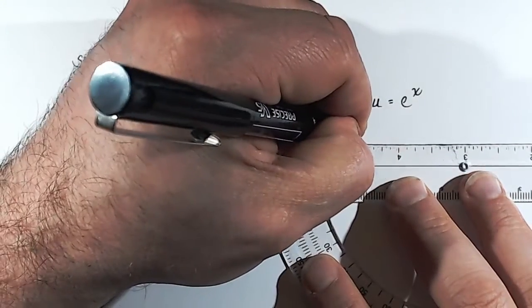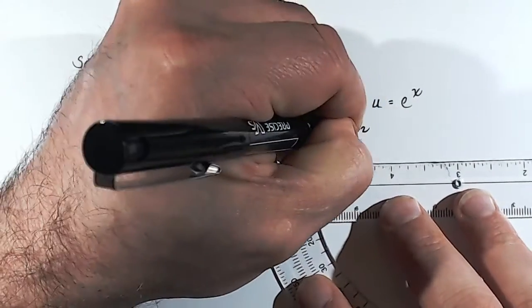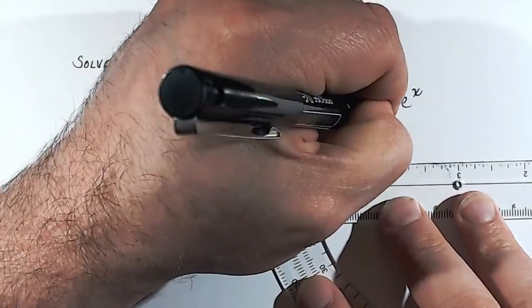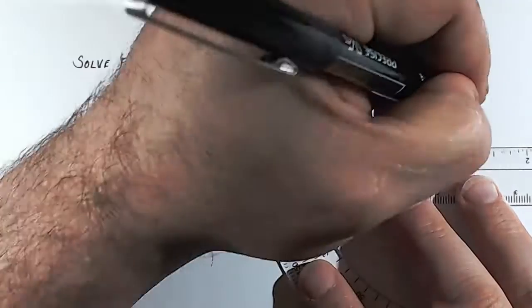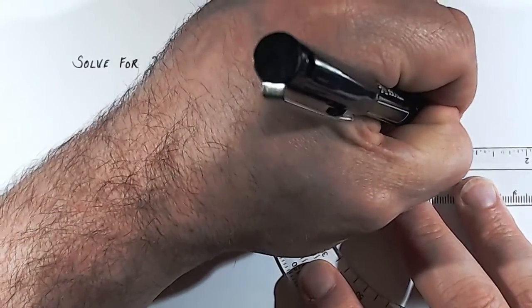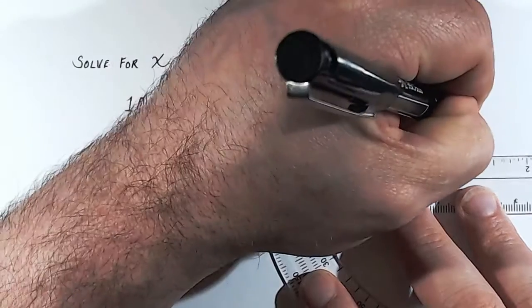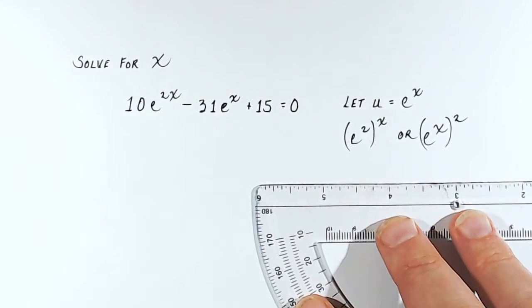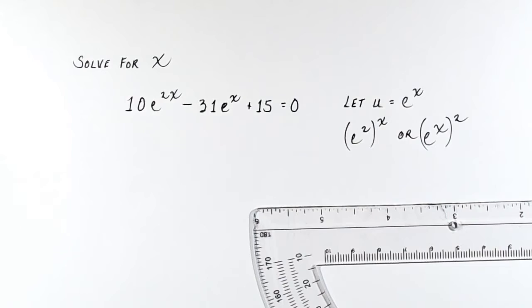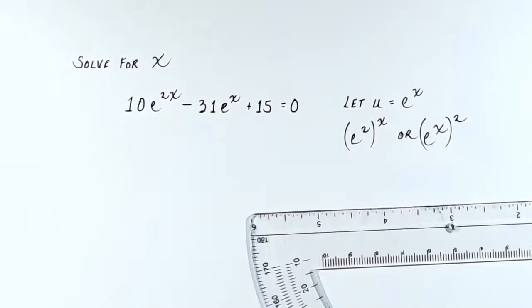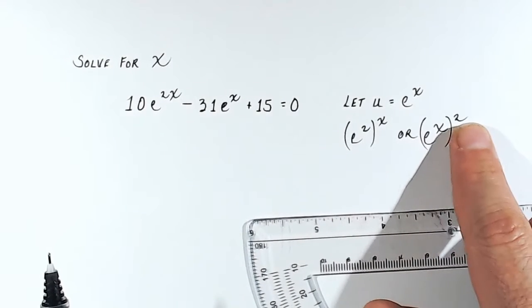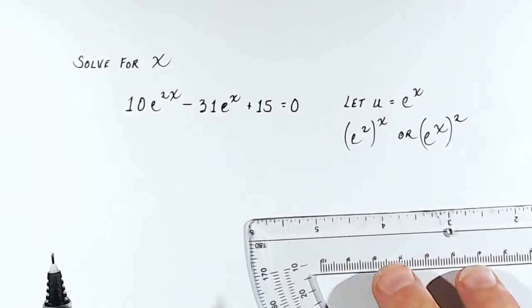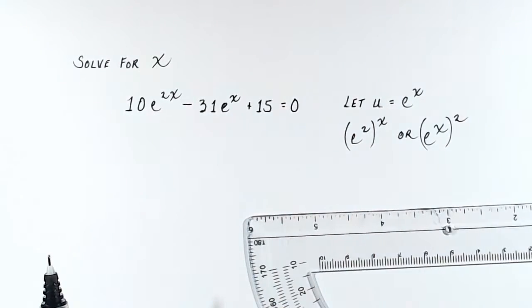Now you could write that as e to the power of 2, raised to the power x, or you could write that as e to the power x, squared. If you apply the power rule to the exponents here, you see there's no difference because it's either e to the 2x or e to the x times 2, which is the same thing. So we want to use this one because it creates this squared term. So we're going to let u equal e to the x.